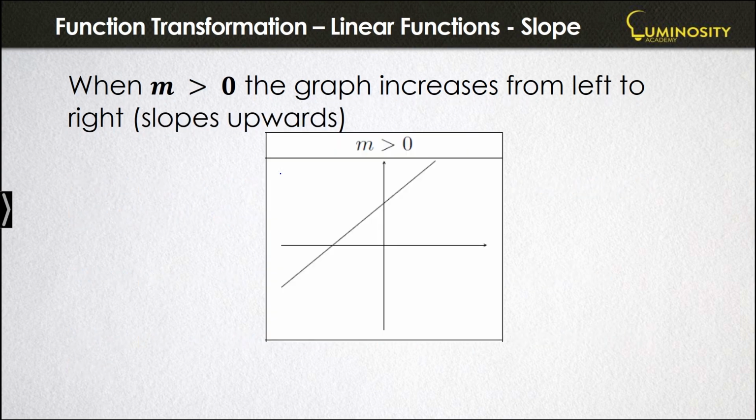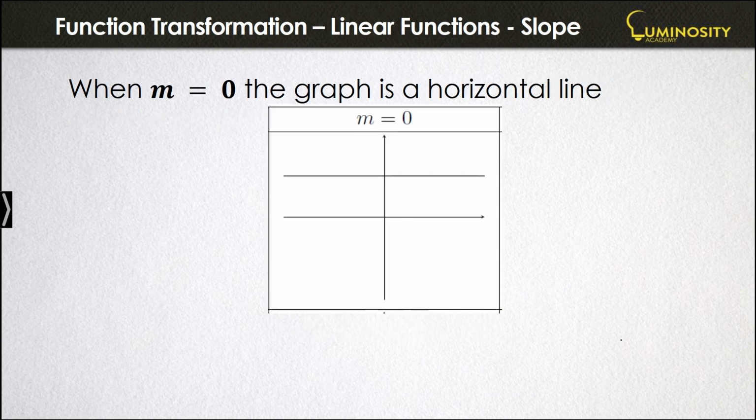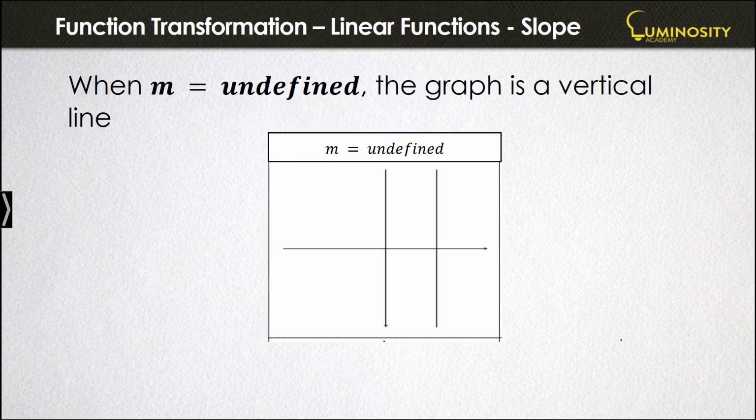So if we take a look at these graphically, you can see that when m is greater than 0, your graph slopes upwards and to the right. And when m is less than 0, the graph slopes downwards and to the right. And when it's 0, our graph is a horizontal line. And when m is undefined, our graph is a vertical line.